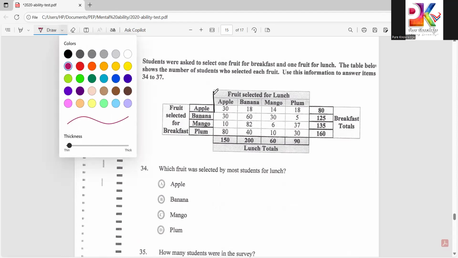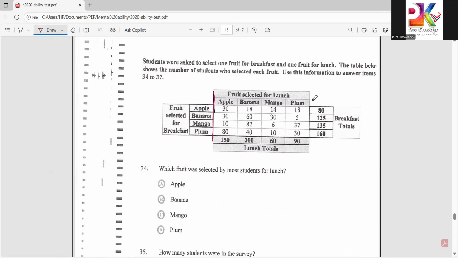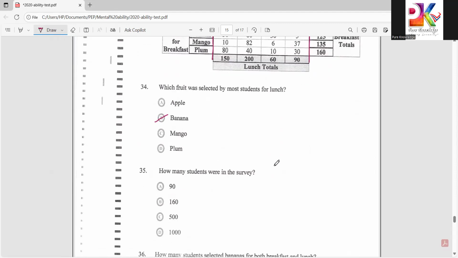Let me change the color. Lunch. Most of lunch, you can see 200 banana. All right, so banana for lunch.